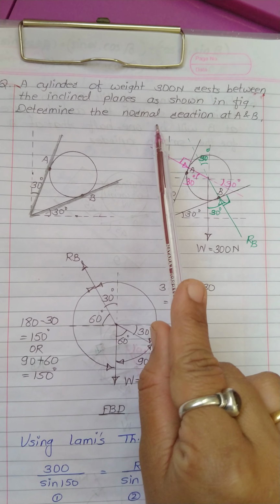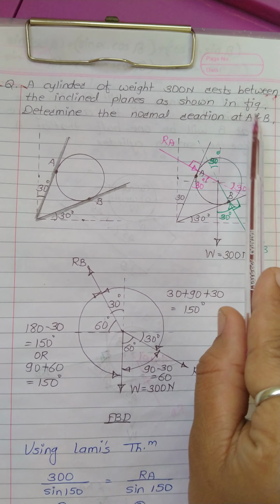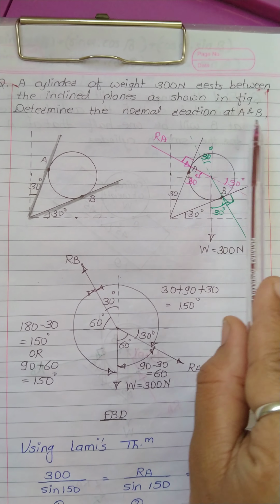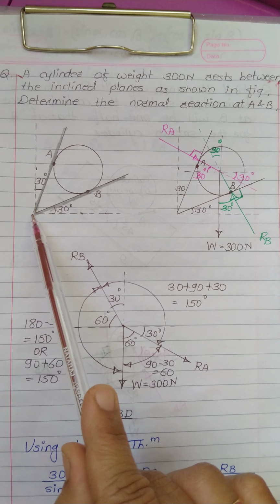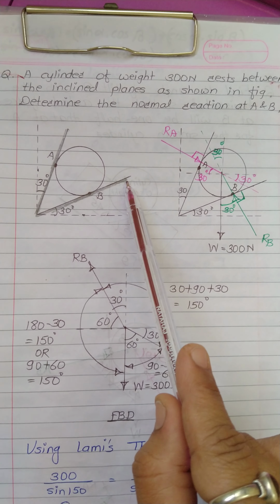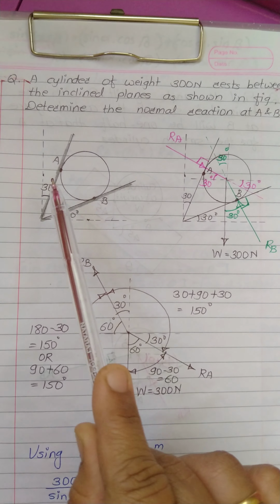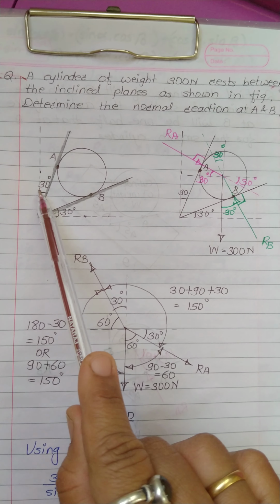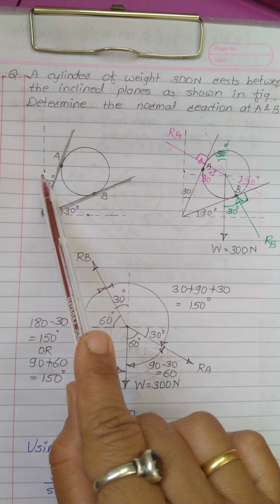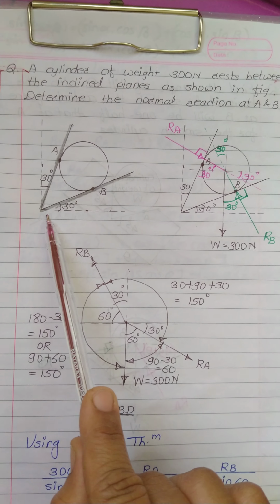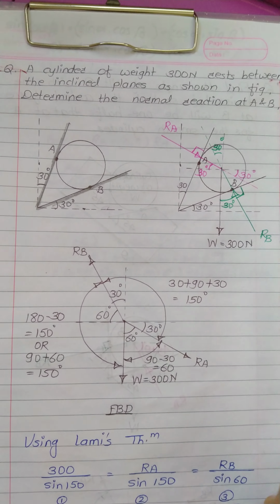A cylinder of weight 300 Newton rests between the inclined planes as shown in the figure. Determine the normal reaction at A and B. Now look, this sphere is resting such that one surface is inclined, making an angle of 30 degree with the x-axis. But if you observe this second plane, it is making the same angle 30 degree, but with respect to the y-axis. So you have to take precaution while considering angles.